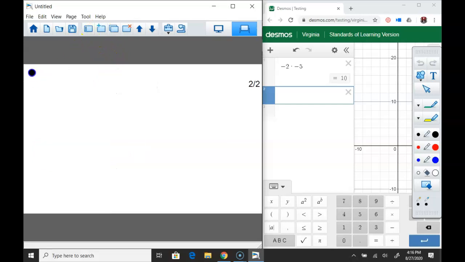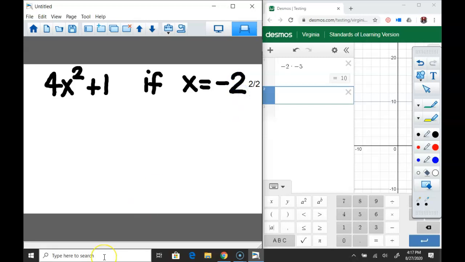Okay, here's another problem. Let's do 4x squared plus 1, and we're going to evaluate that if we know that x is equal to negative 2. Now again, I know I'm going to sub in that negative 2 for that x in that problem, but before I do, I want to take a minute to think about this problem. When I see 4x squared, that means 4 times x squared. So I want to show that multiplication with a set of parentheses.